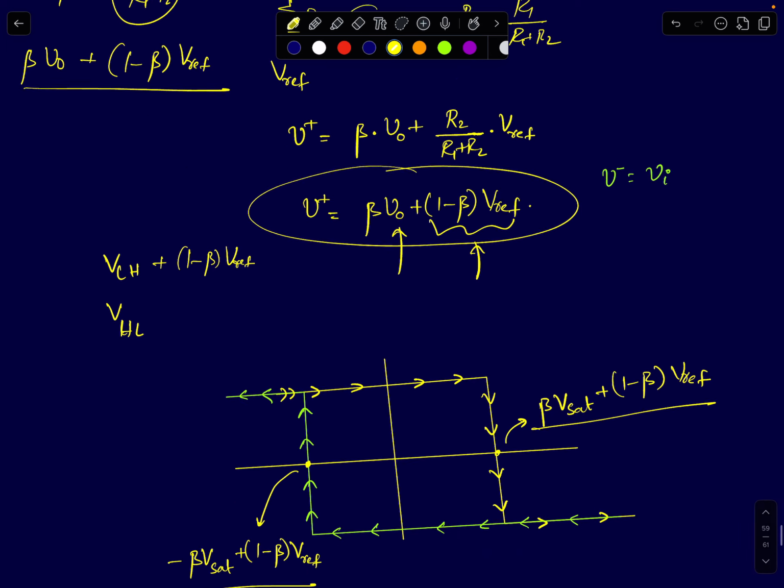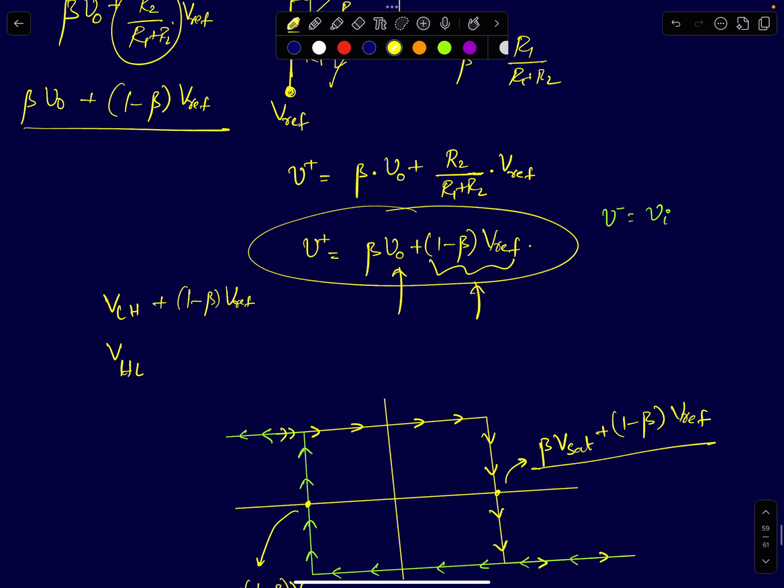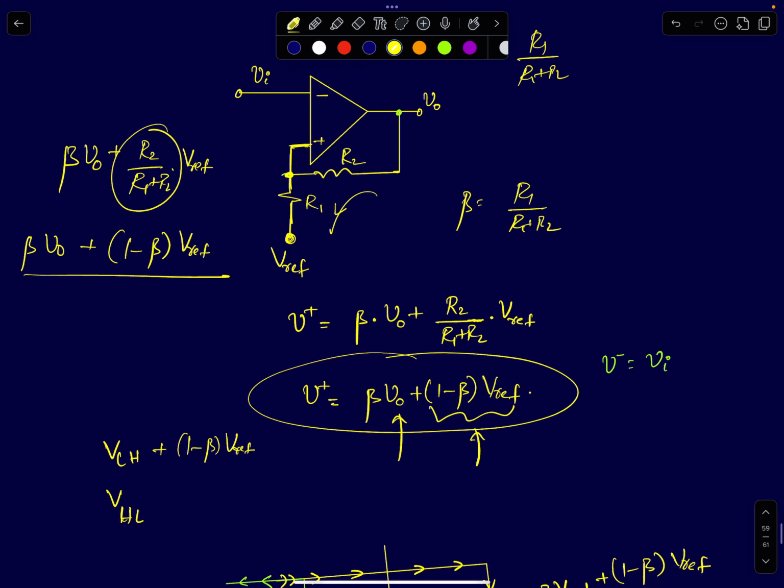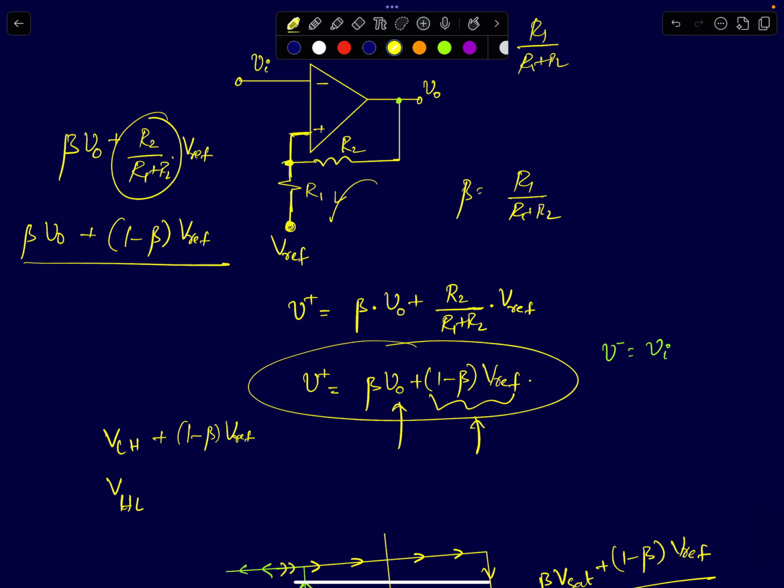Okay, so that's the idea. I'm not analyzing this circuit; I'll leave it to you guys. It's very simple. All I'm showing you here is that the low to high and high to low thresholds usually happen whenever your input, which is connected to the minus terminal, exceeds V plus, or goes lower than V plus.